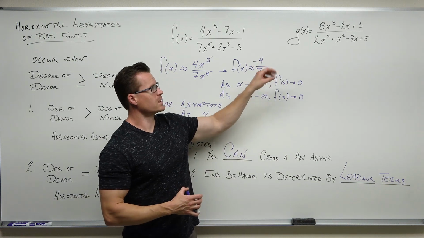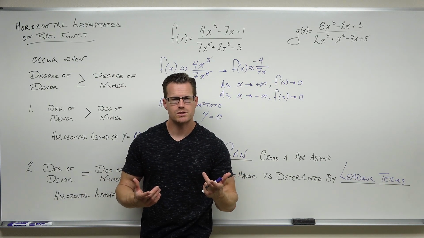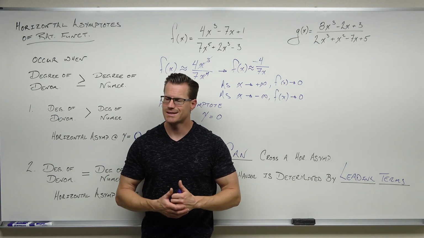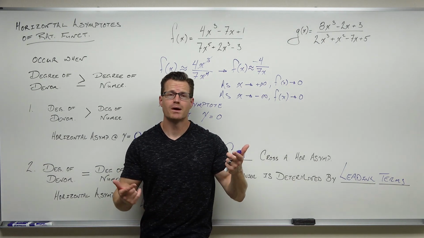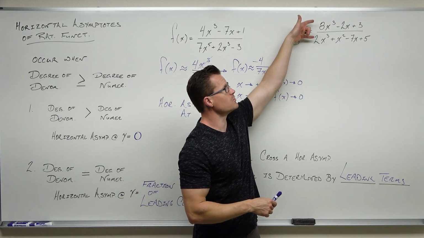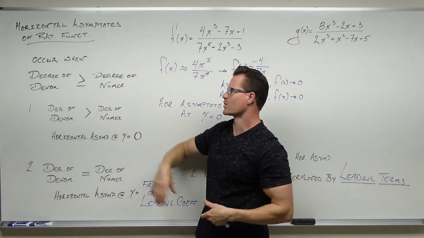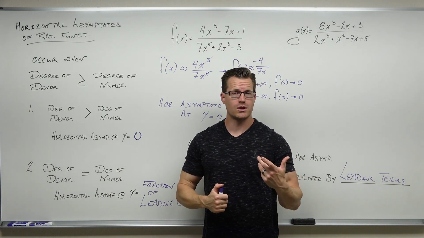So what we do here is we take a look at our leading terms. When we look at our leading terms of polynomials, in this case we have 8x to the third and 2x to the third. Those are our leading terms respectively, just the first two, because they should be in order. Now, let's make sure this actually works. Are we going to have a horizontal asymptote here?